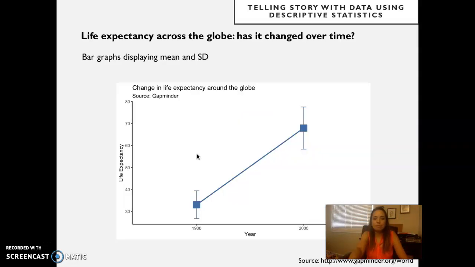And then line graphs you can also create. And that's again the mean and standard deviation. The mean and the standard deviation, you're showing, easily indicating the upward trend in this variable over time.